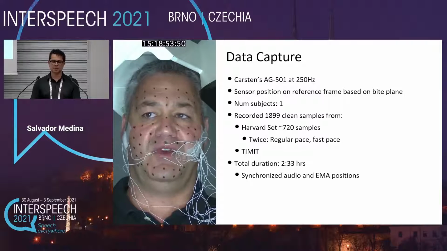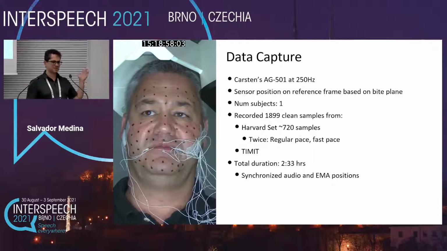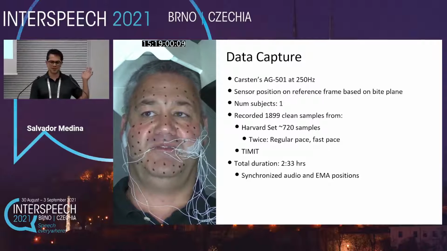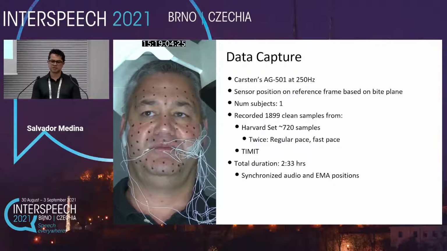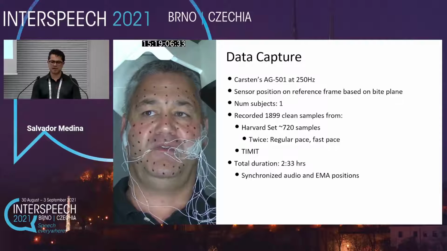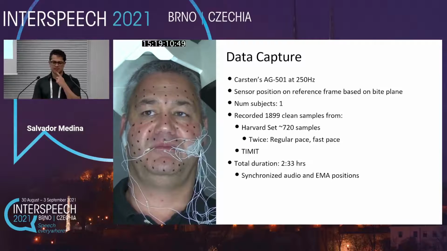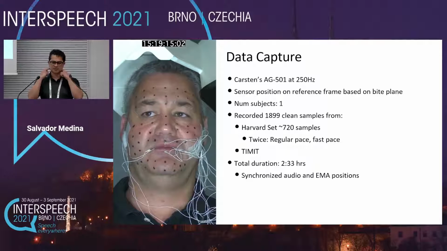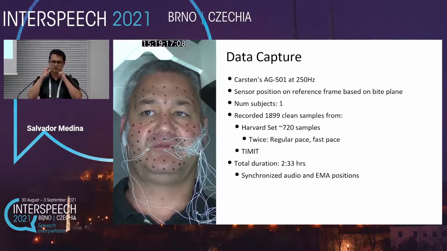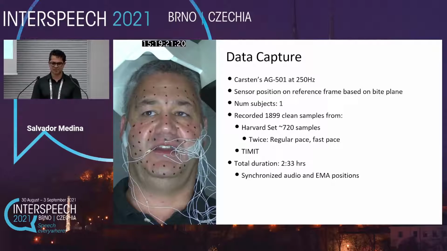For the data capture, we used the Carstens AG501. If you've been walking around, you've seen the apparatus out there in the hallway, and we captured the data at 250 hertz. For the sensor positions, we built a biplane as the reference plane. The biplane was set up by putting 1 sensor on the upper incisor and 2 on the mastoids. We only captured the data from 1 subject, a British English male.